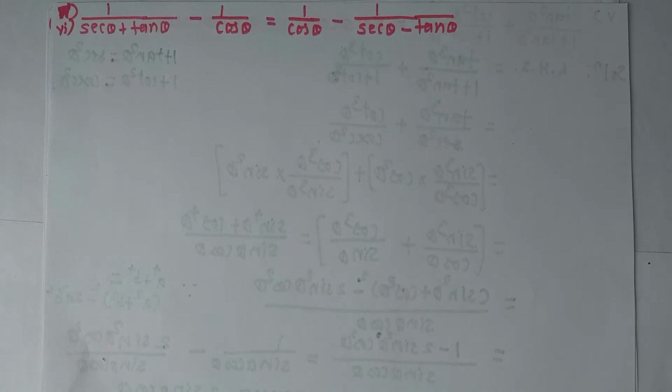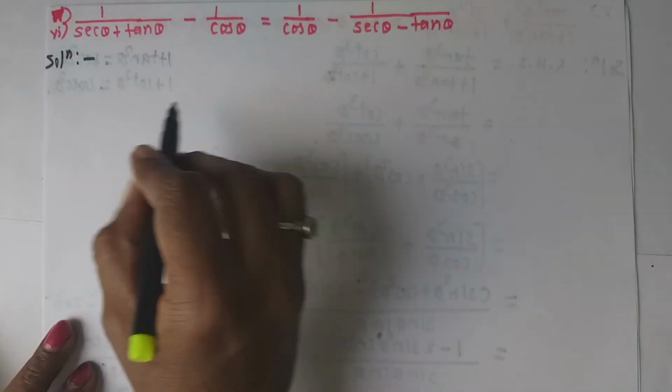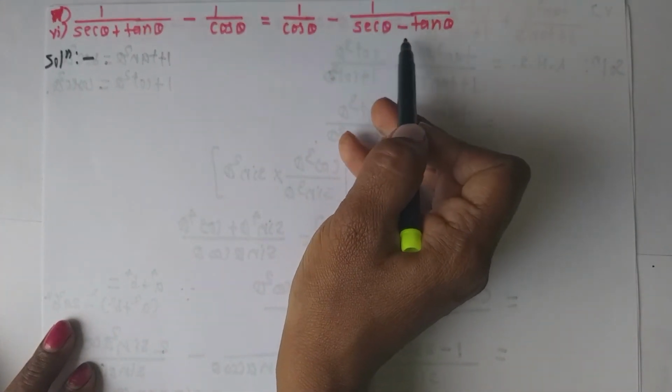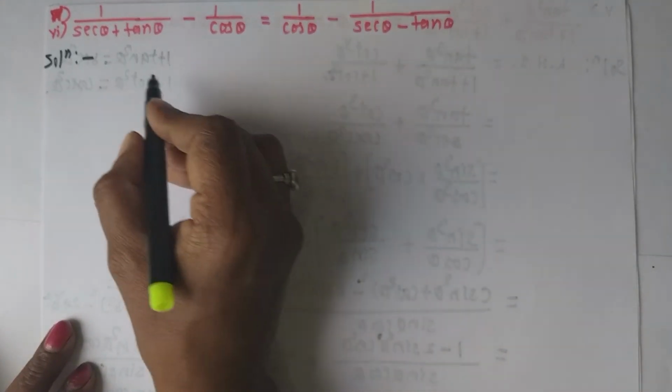We have to prove 1 upon (secθ + tanθ) minus 1 upon cosθ is equal to 1 upon cosθ minus 1 upon (secθ − tanθ). We have to prove this means we have to actually take this minus 1 upon (secθ − tanθ) to the left hand side and take this 1 upon cosθ to the right hand side.